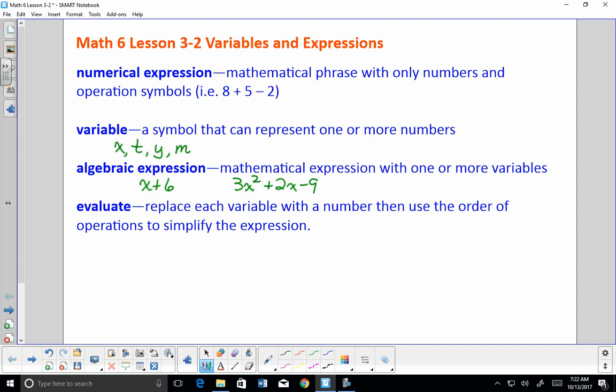To evaluate means you're going to replace each variable with a number and then use the order of operations to simplify the expression as far as you can go. Sometimes that simplification will mean that you will get an actual answer, like 6. Sometimes you will not.